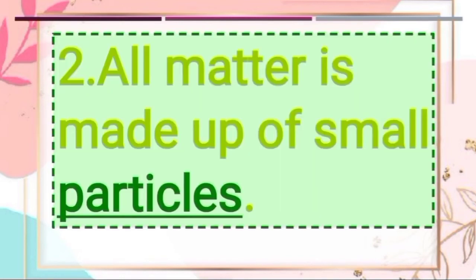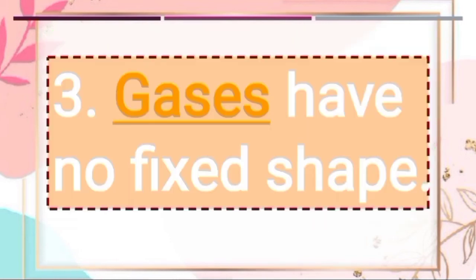Now let's understand second fill in the blanks. All matter is made up of small dash droplets or particles. The answer is particles. Now let's understand third fill in the blank. Dash have no fixed shape. The answer is gases, because gases are substances in which the particles are very loosely packed. They too have no fixed shape. Unlike liquids, they occupy all the available space in container. Air and cooking gas are examples of gases.